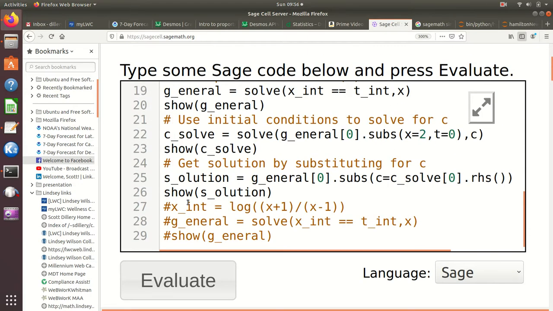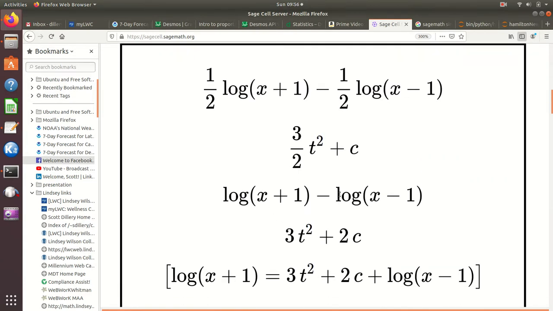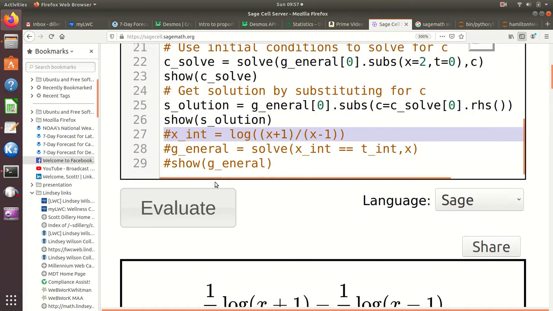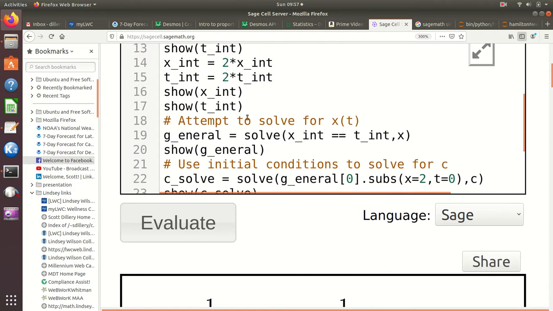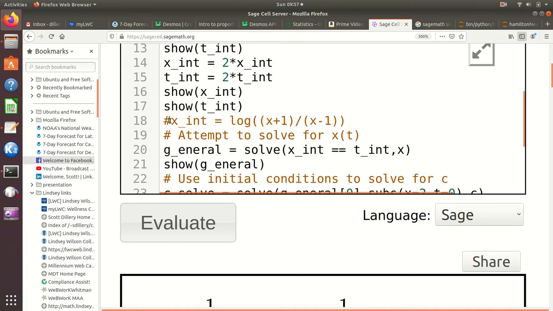And so the way I ended up having to fix that was once I simplified it to this piece for the x integral, I just did the rule for logarithms. I said the logarithm of x plus 1 minus the logarithm of x minus 1 is just the logarithm of x plus 1 divided by x minus 1. So I took that and I ended up just redefining my x integral as this.